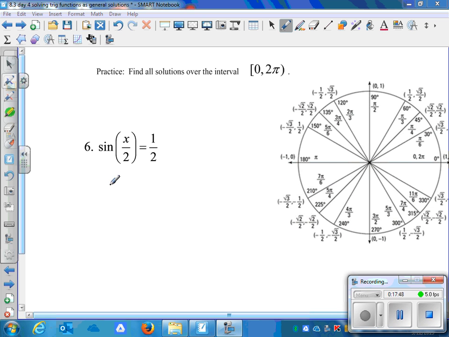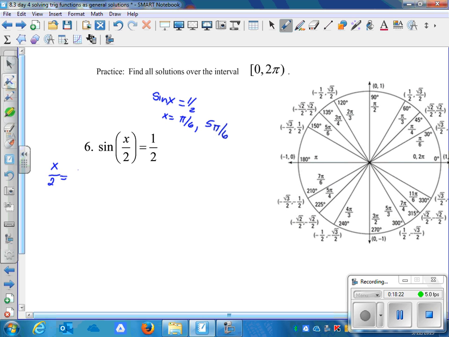All right, number 6. So we're going to ignore the argument of x over 2, and we're just going to look where all of the sine values first are. The sine of x is equal to 1/2, and that occurs at pi over 6 and 5 pi over 6. So we're going to go ahead and take the argument and set it equal to the general rule.